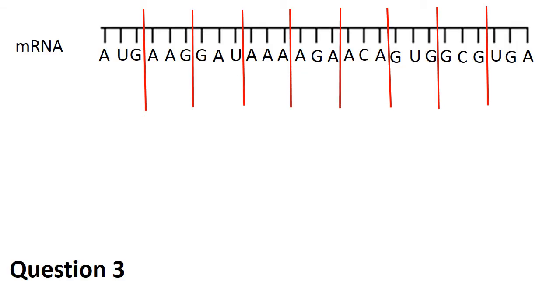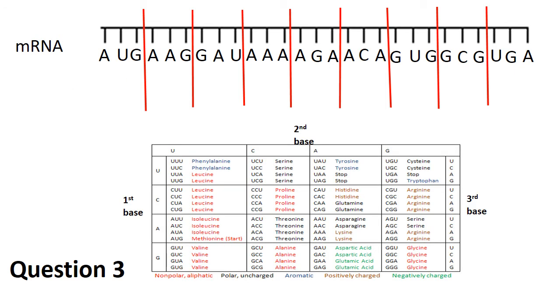So for question number 3, I am looking for the sequence of amino acids that will be created when translating the sequence of codons found on the messenger RNA. The codons are these triplets that have been separated off. In order to do this translation, you're going to need this chart. And this is the way that we will figure out what amino acid each codon will be translated to.